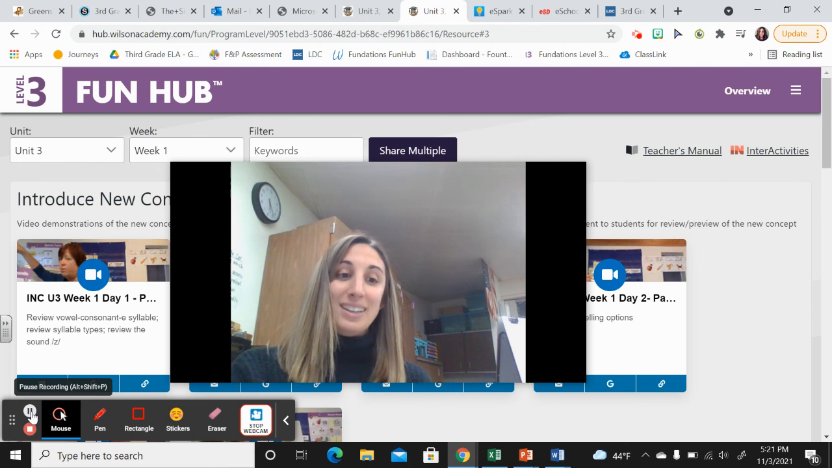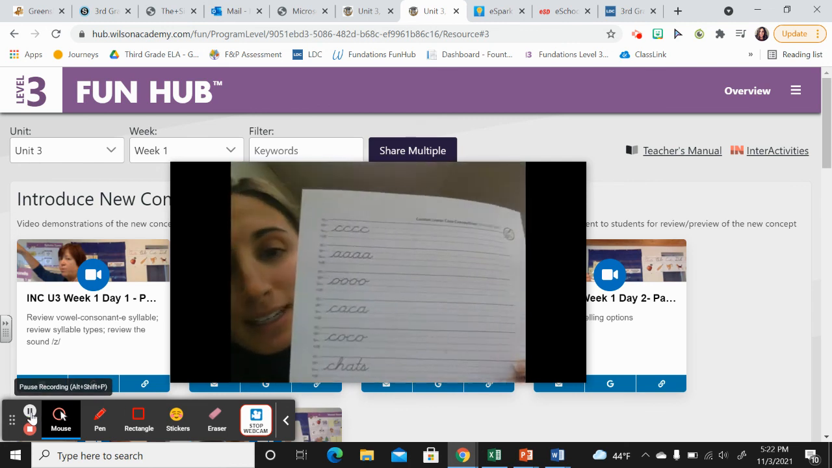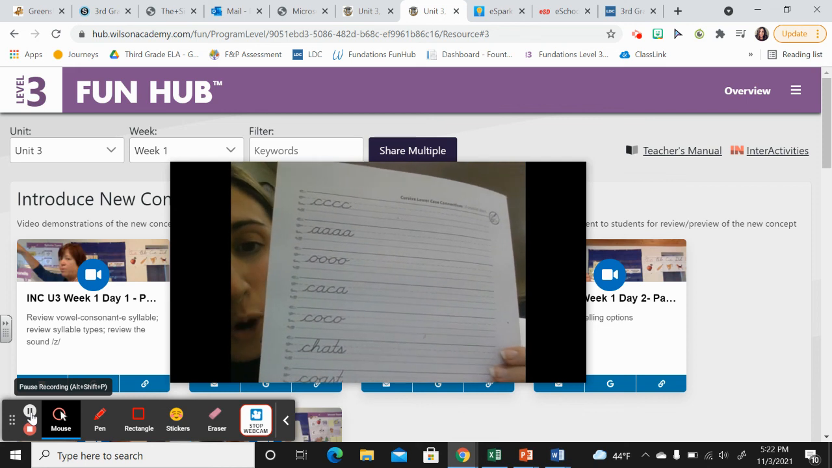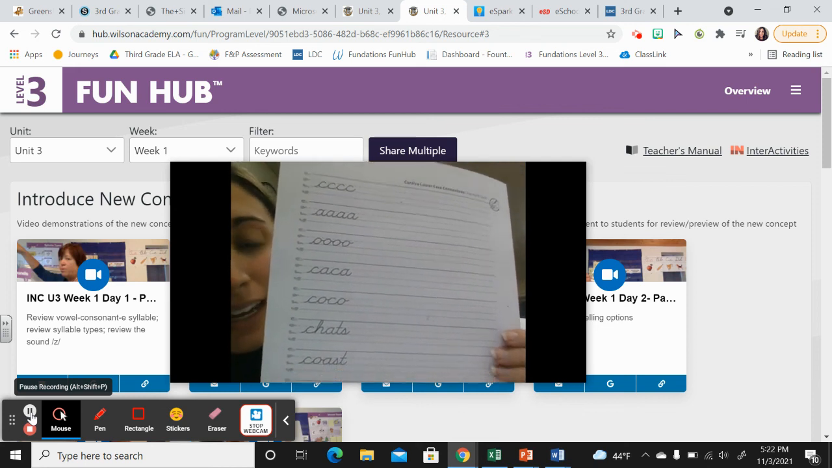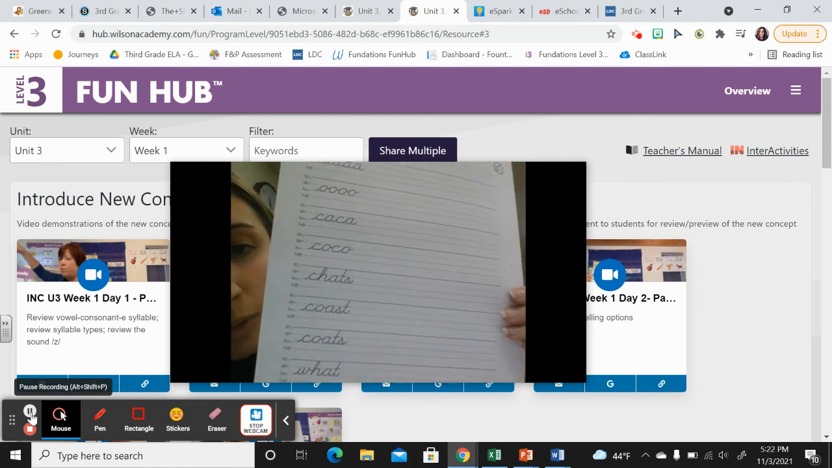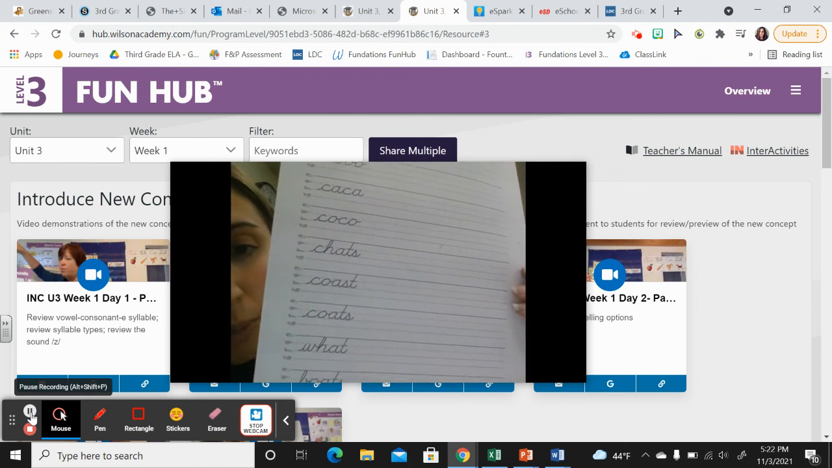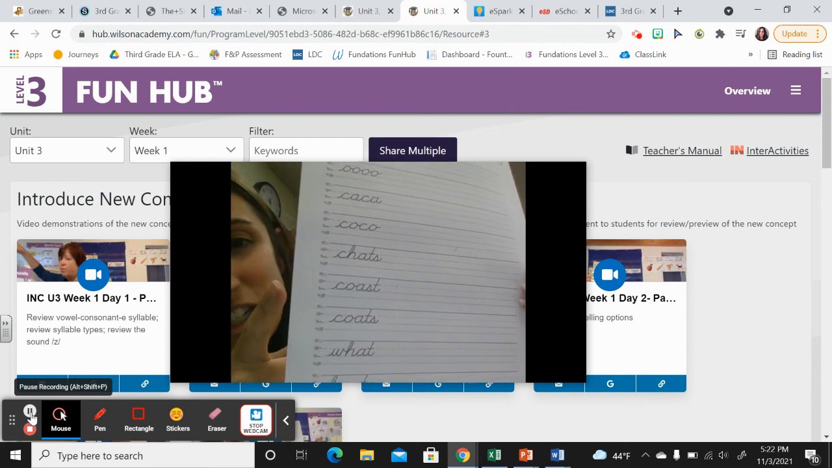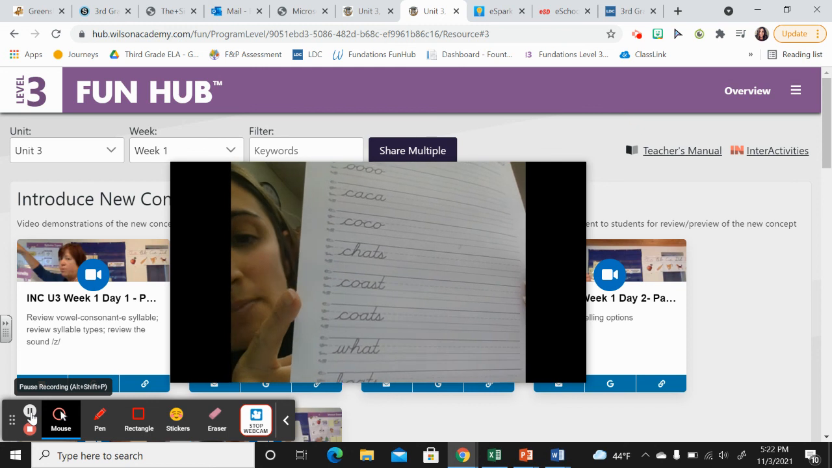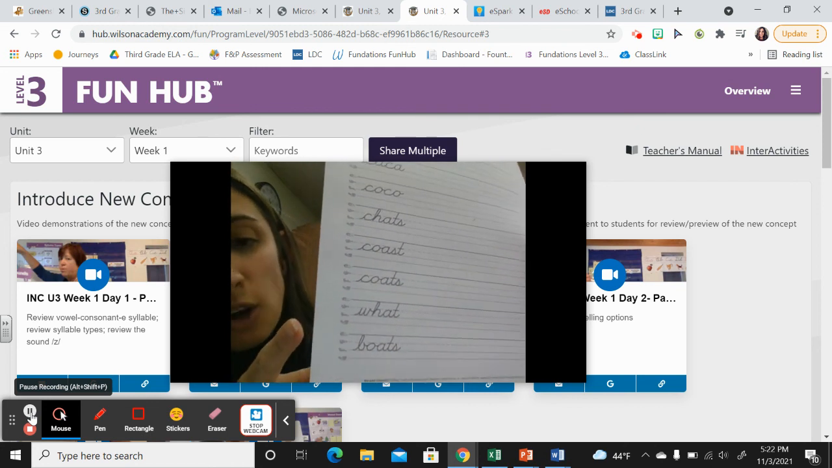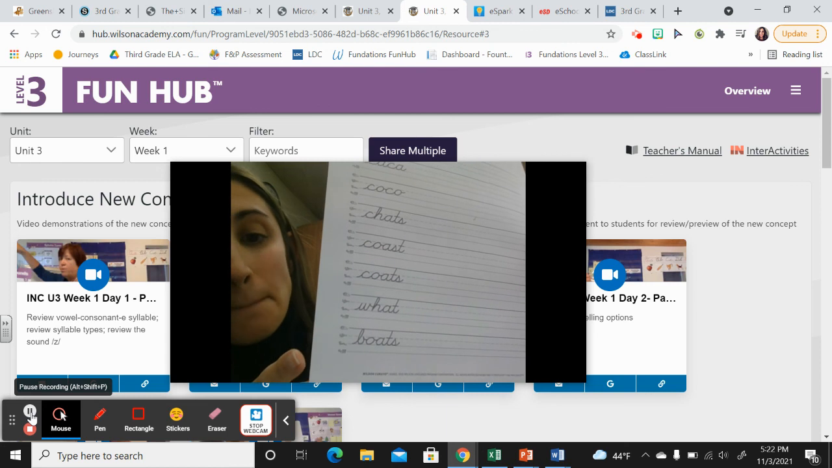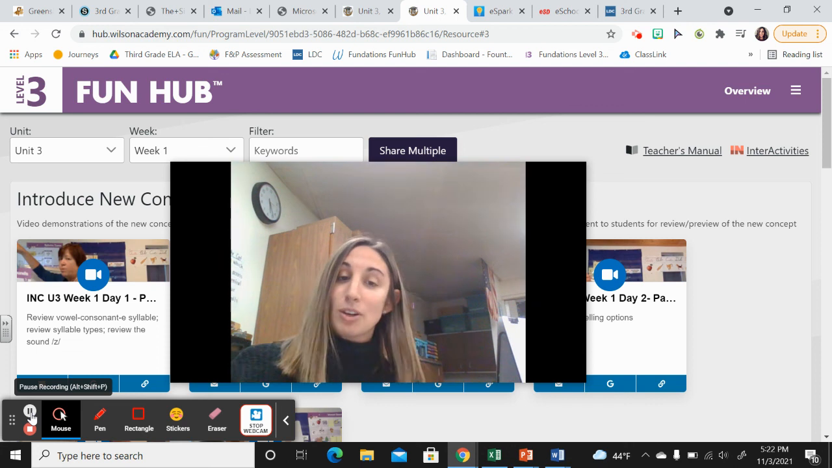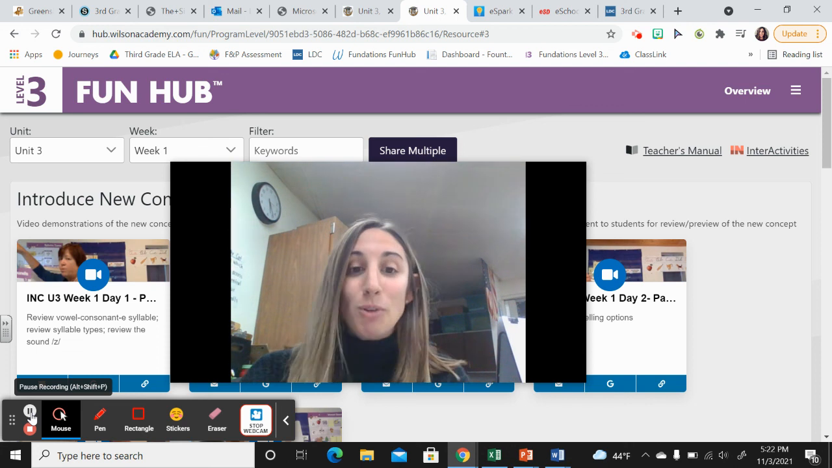Very good, 3rd grade. And the last thing we did in class today was practice our cursive lowercase c, a, and o. We connected them this time. And look at some of the real words that we practice writing because you can do this at home. We practice cocoa, chats, coast, coats, what, and boats. All right, so if you wanted to pause the video and try to get some of those words practice, that would be great work to do at home.